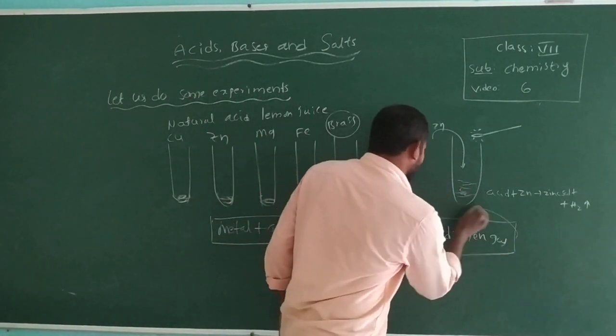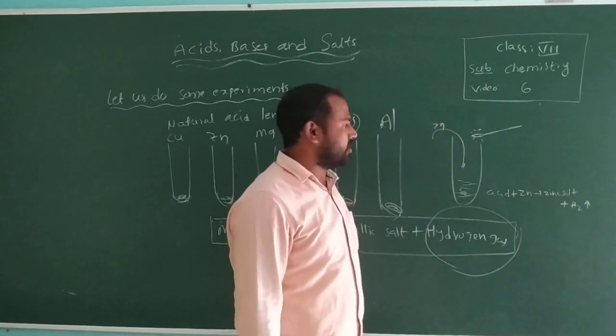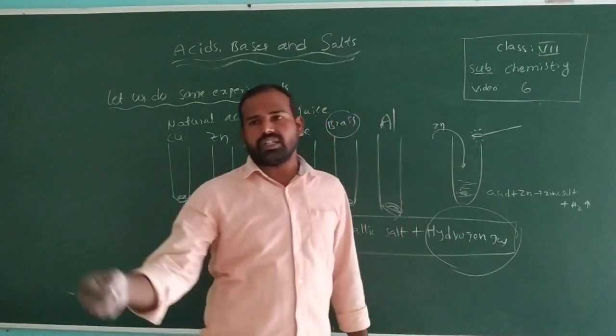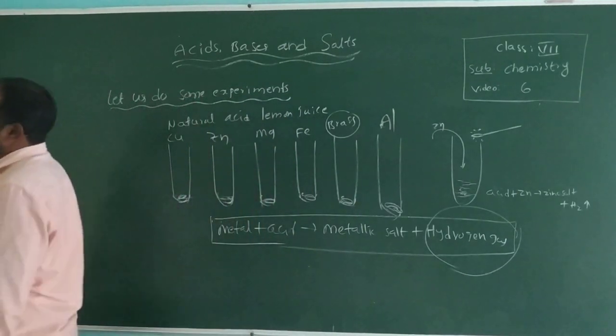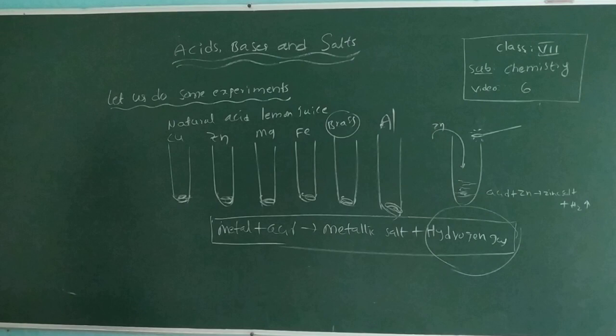So how can you say that the released gas is hydrogen? We need to test for hydrogen gas. When you introduce a burning matchstick into the test tube, what happens? It catches fire with a pop sound. So that is the test for hydrogen gas. Now we can say that the released gas is hydrogen gas.